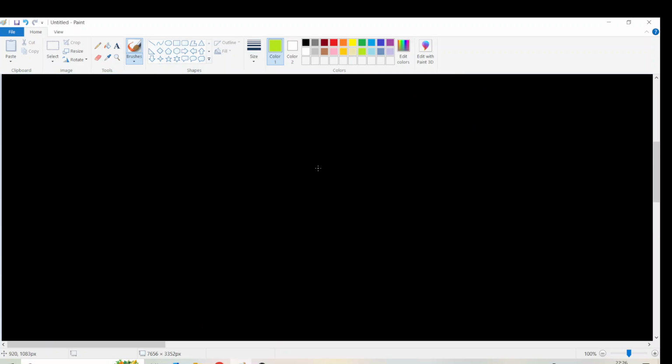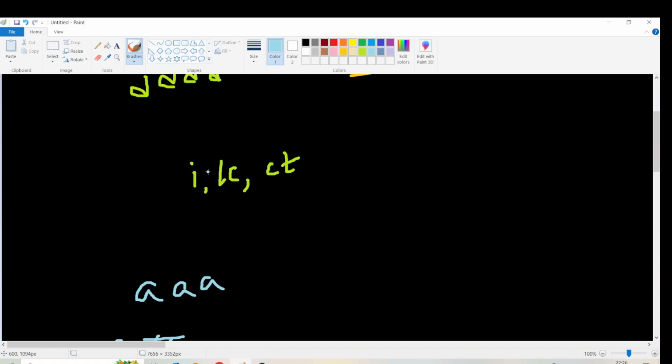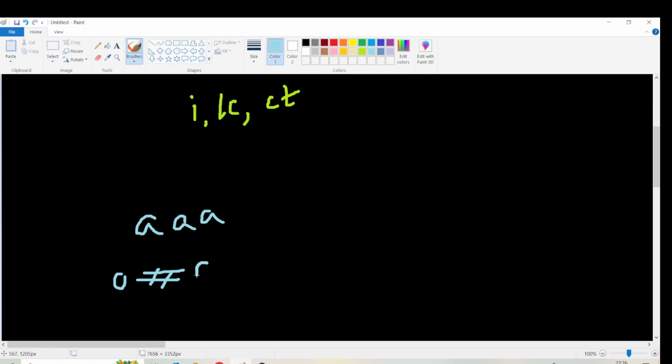Now let's say we have some string like this, a. Initially our index is 0, and we have not taken any character, so the last character is hash, meaning anything, and the count is 0.